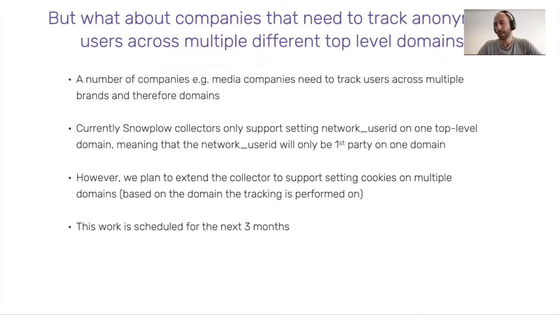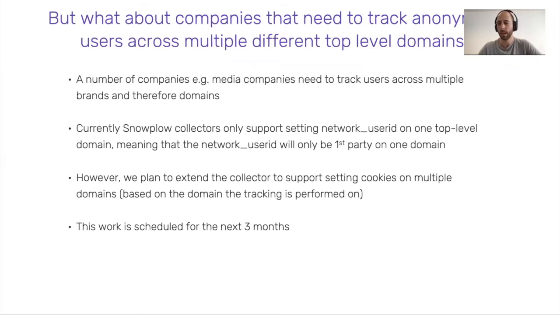So that approach of using the network user ID rather than domain user ID should work really well for companies that want to track on a single domain where their collector is hosted on the same domain as the website that they're tracking. However, we do have a number of users that need to track users across multiple different domains. So there might be media companies that have a number of different brands. And the idea here is to extend the Snowplow collector so that it supports setting cookies on multiple top-level domains.